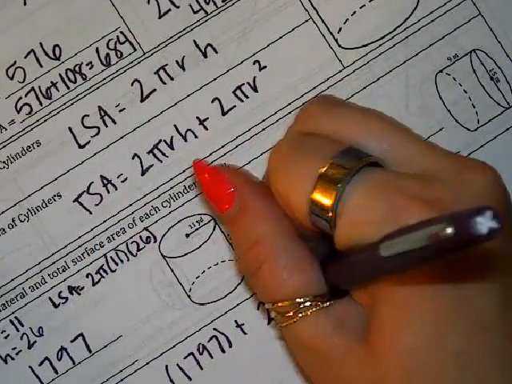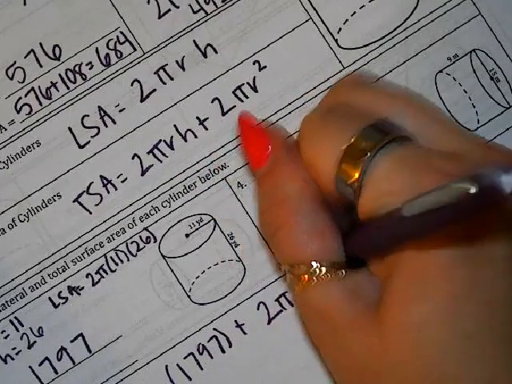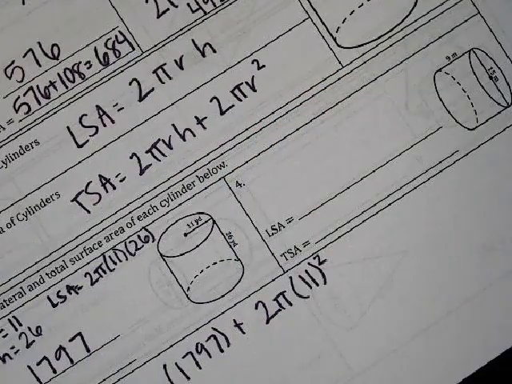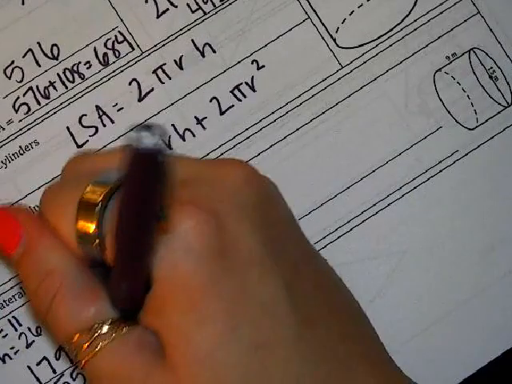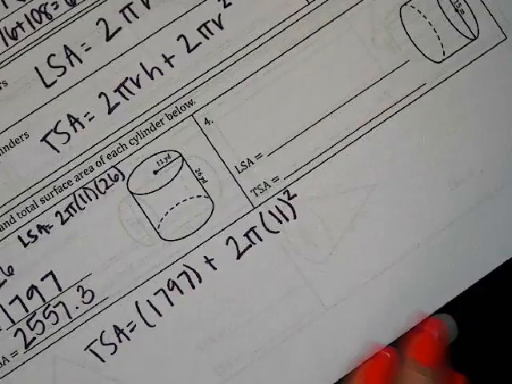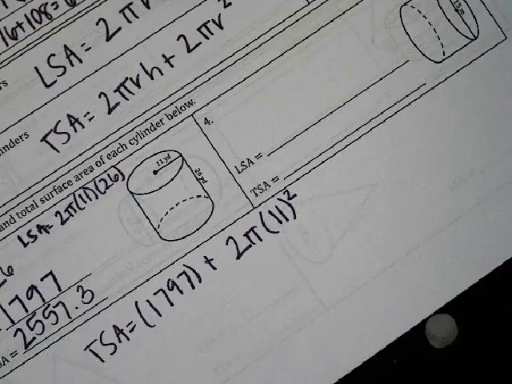Now to find total surface area, you do what you just did, 1797 we already know, plus 2 pi radius squared, which is 11 squared. When you type that in your calculator, it should give you 2557.3. Oops. Can't see my screen. Sorry. Okay, so there's that.